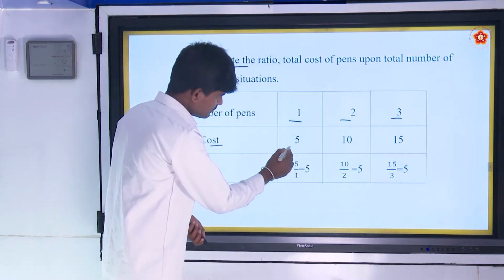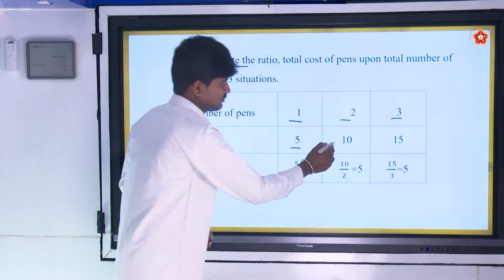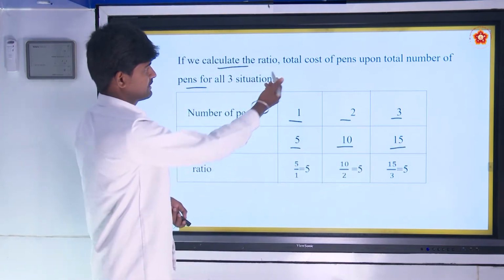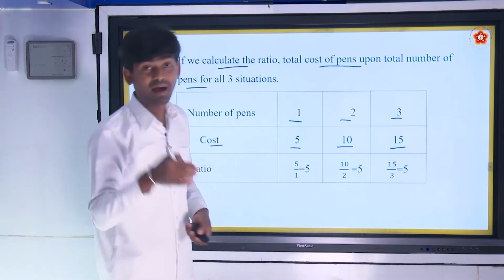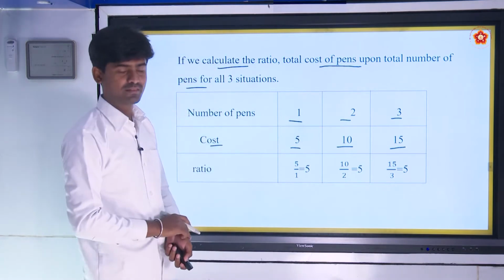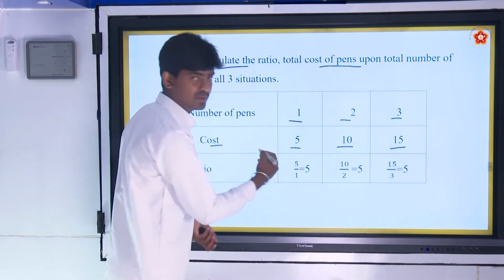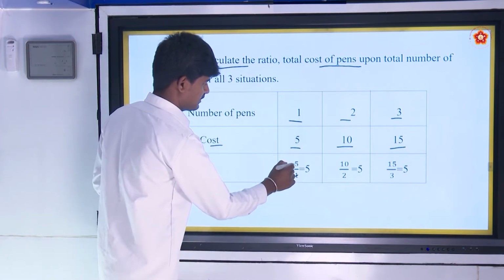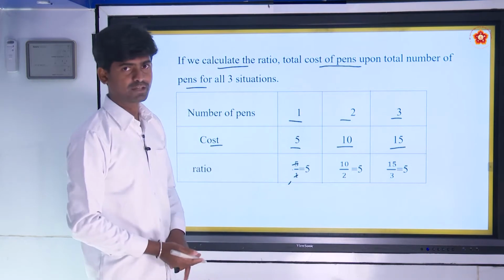Cost is 5 rupees for 1 pen, 10 rupees for 2 pens, 15 rupees for 3 pens. Now we can take the total cost of pens upon the total number of pens. Cost is 5 rupees divided by 1, the number of pens is 1; 1 ones are 1, 5 is 5. Yes, the ratio will be 5.